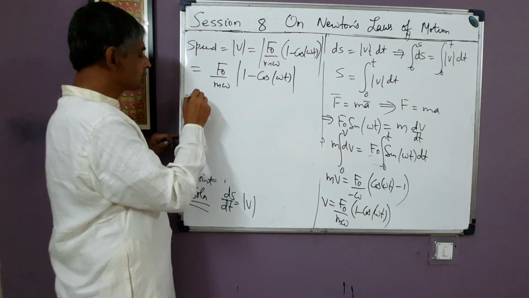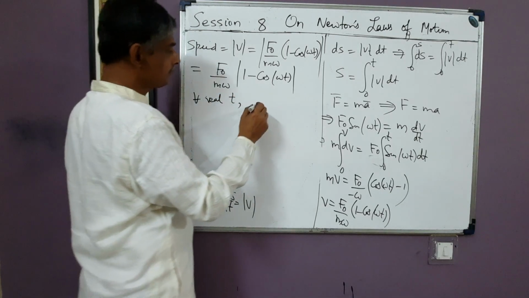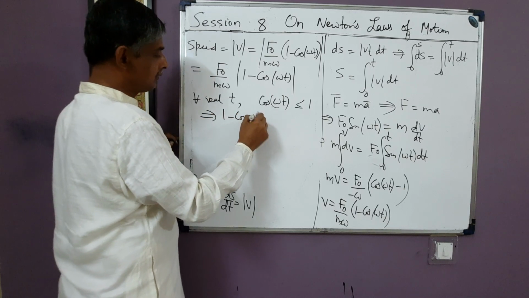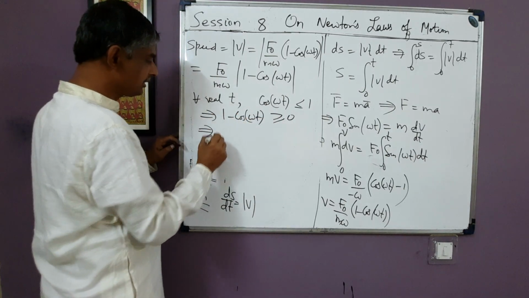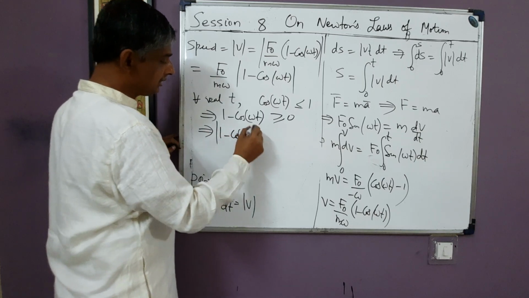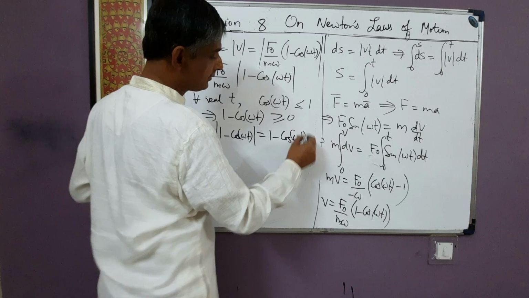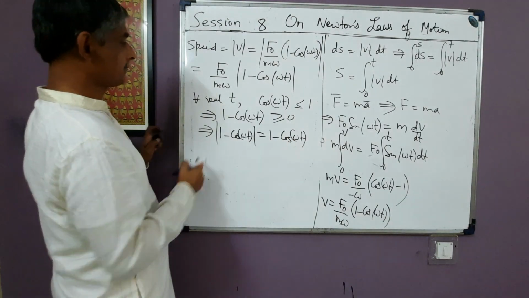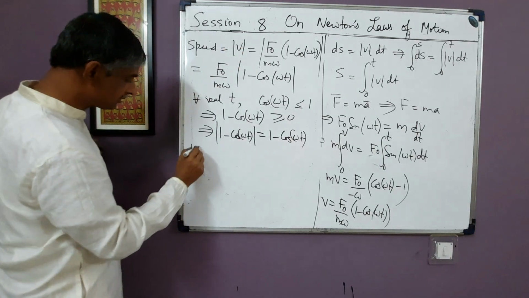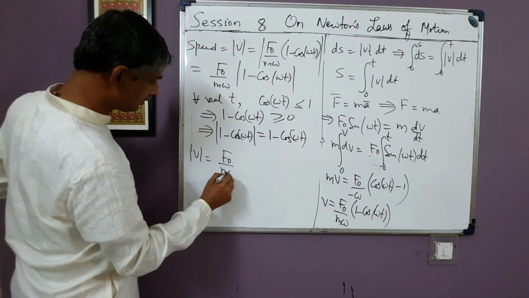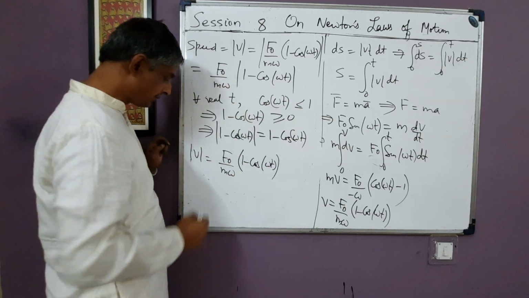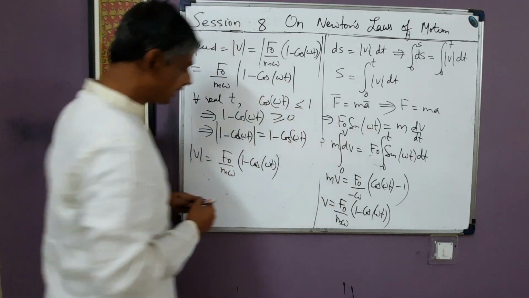But we know for all real values of t, cos omega t is less than or equal to 1, which means for all real t, 1 minus cos omega t is more than or equal to 0. This means mod of 1 minus cos omega t is nothing but 1 minus cos omega t itself. Is it clear? Fine. So this means mod v, the speed, becomes F naught by m omega times 1 minus cos of omega t itself. Okay, this mod v I'll substitute here to get the distance moved.